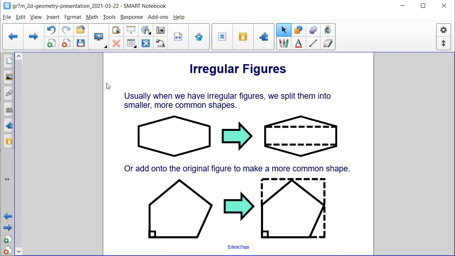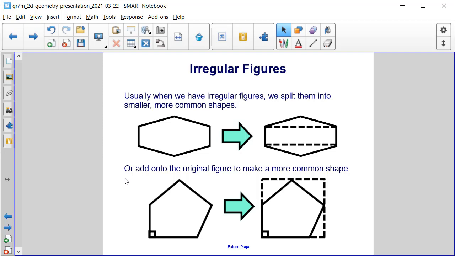So usually when we have irregular figures, we split them into smaller, more common shapes, such as this. This is a hexagon because it has 6 sides, but it's not regular. But we can absolutely draw some dotted lines across to split it into 2 triangles and a rectangle.